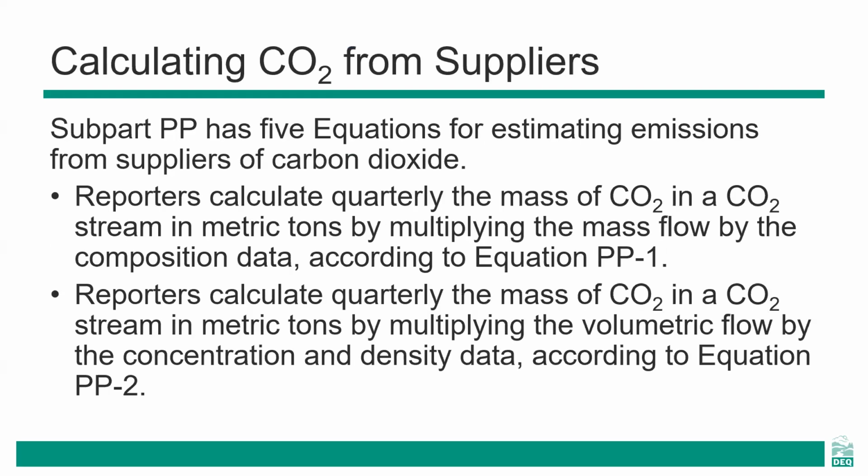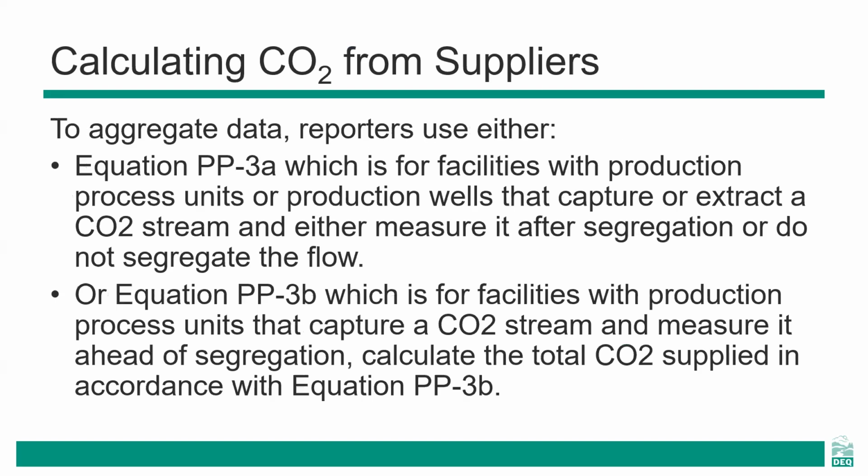Subpart PP includes 5 equations for estimating the emissions from CO2 suppliers. Reporters calculate quarterly the mass of CO2 in a CO2 stream using specific equations based on mass flow and composition data. To aggregate data, reporters use either equation PP3A or PP3B, depending on whether the CO2 stream is measured before or after segregation.